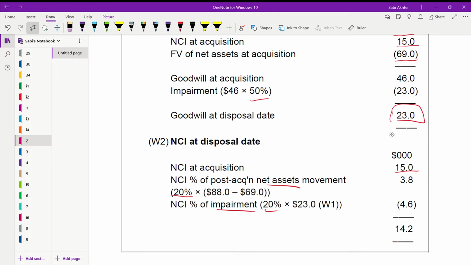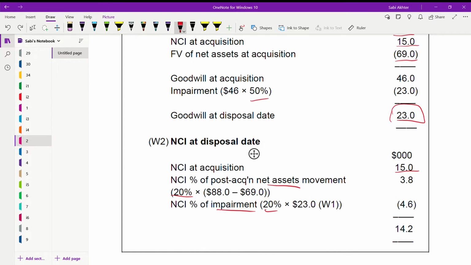Most people get confused about how NCI is 20%, because we are disposing entirely, so NCI should be 0%. No, NCI we take when we first bought, when it was a subsidiary at 80%, so NCI is 20% that we are disposing now. So NCI post acquisition means net assets at the date of acquisition minus the net assets at the date of the disposal, the difference. At that difference you have to take 20%.